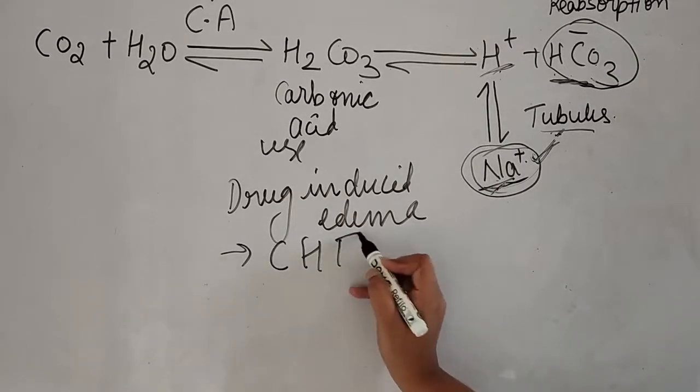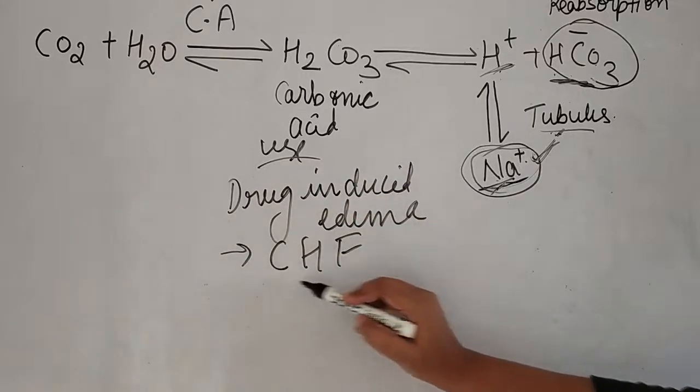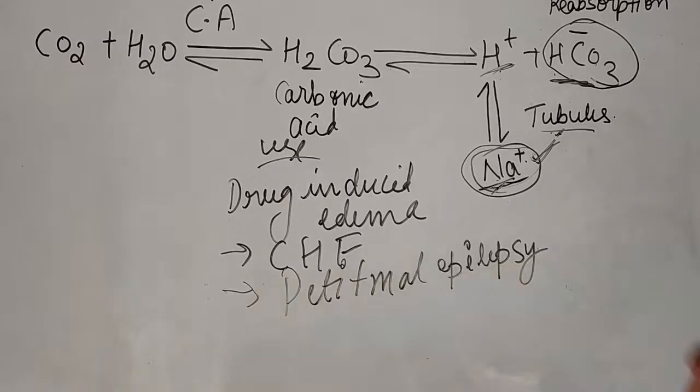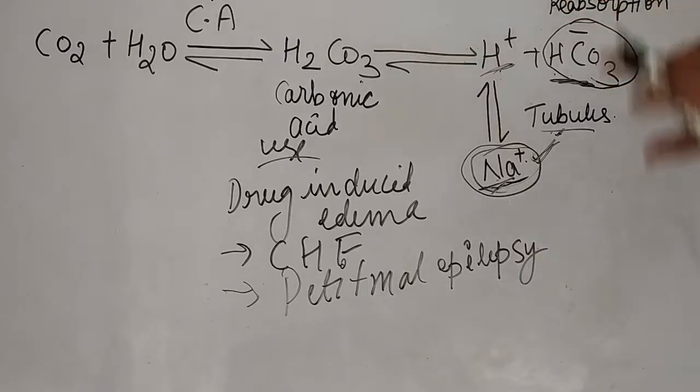Congestive heart failure. Again, it is used in drug induced edema, congestive heart failure and in petit mal epilepsy. So this is the use of carbonic anhydrase inhibitor drugs. Example, in the synthesis you have seen the acetazolamide. So the medicinal use of acetazolamide or carbonic anhydrase inhibitor is drug induced edema, congestive heart failure and in petit mal epilepsy, and it is also given in combination with other drugs in the treatment of hypertension also.